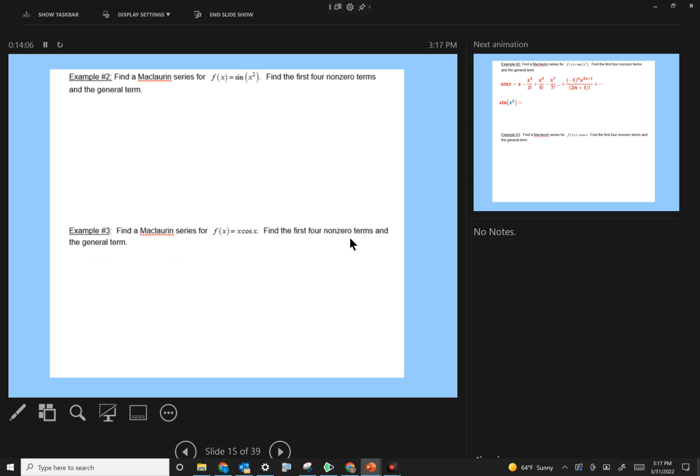Find the Maclaurin series for the sine of x squared. Hey, I know the sine of x, right? So can you write it down without looking? Just don't write the sigma, just write the terms. Remember, sine is the odd. It starts with x to the first minus x cubed. So don't worry about the sigma part. Just write it out to the general term part.